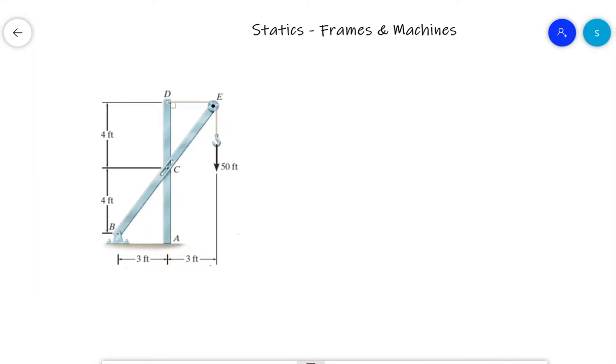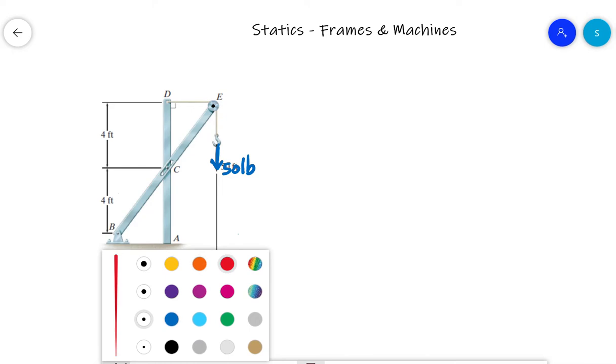This is the bonus question for chapter 6, section frames and machines. We have a load of 50 pounds on the hook, and the question is to find all the reaction forces.